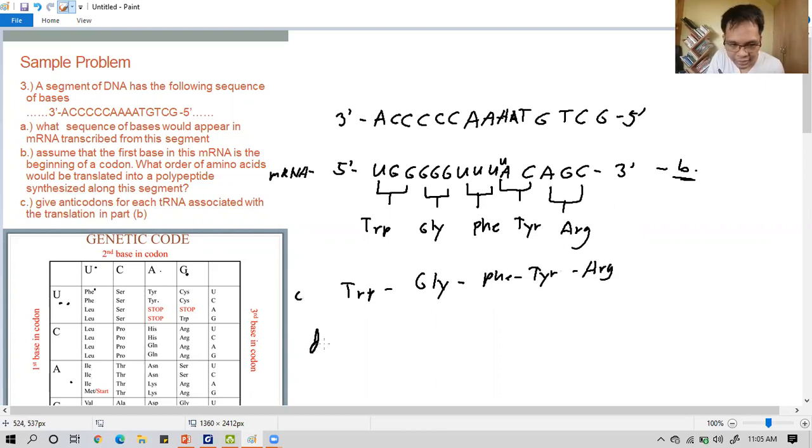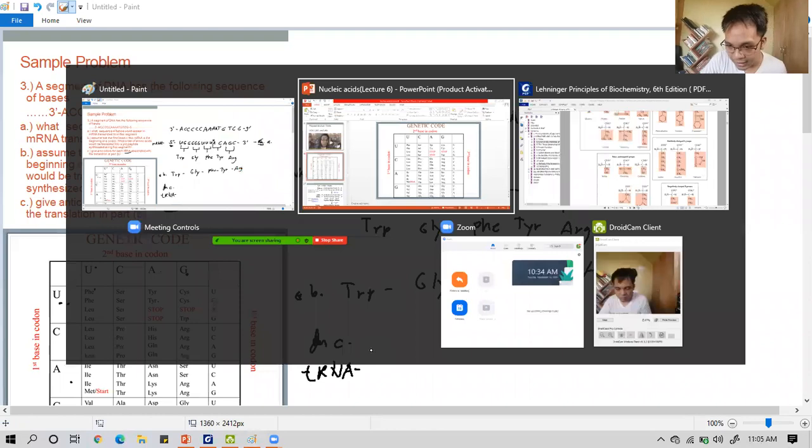Okay, for letter B. Letter A pala, sorry. Okay, this one's for letter A, and this one's for letter B. And let's go to letter C. What are the anticodons for each tRNA? So we will base it here, guys. For the tRNA, for letter C, right? Where can we find that?